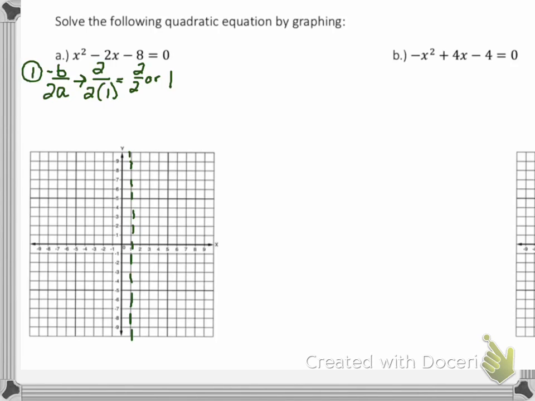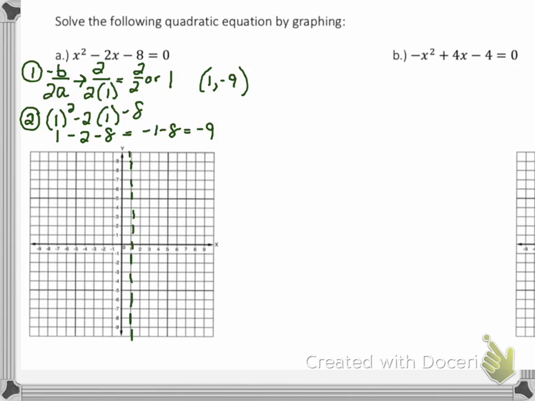Now step 2, I'm going to find my vertex. I'm going to plug in 1 for X, and then simplify. So this becomes 1 minus 2 minus 8, which is negative 1 minus 8, which is negative 9. And so my vertex lies on 1, negative 9. So I'll find 1, negative 9. Here is my vertex. I do know that my y-intercept, that's pretty simple, is negative 8. So we'll find negative 8, put a point there, and I can easily reflect that over here.